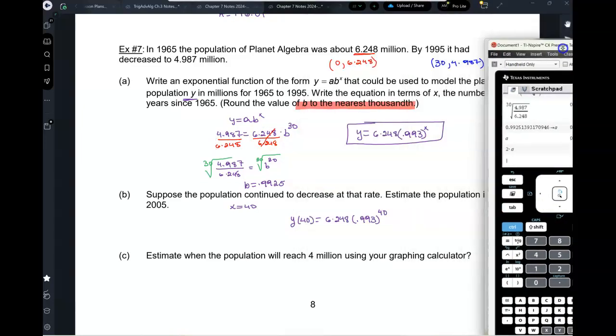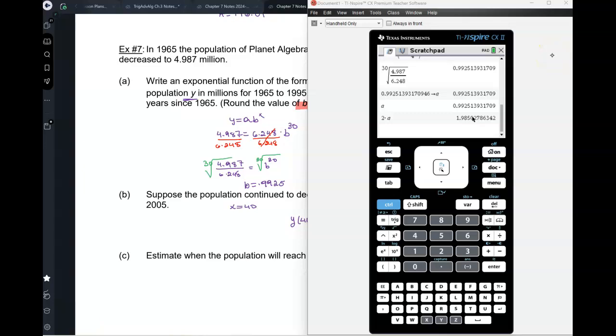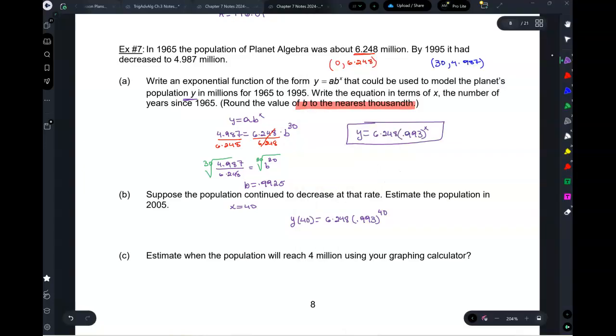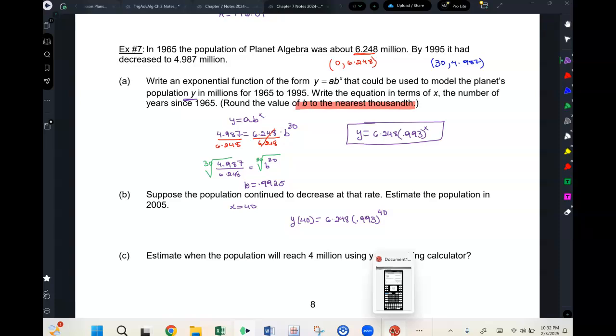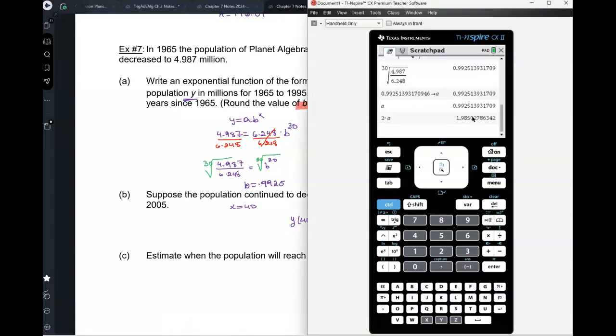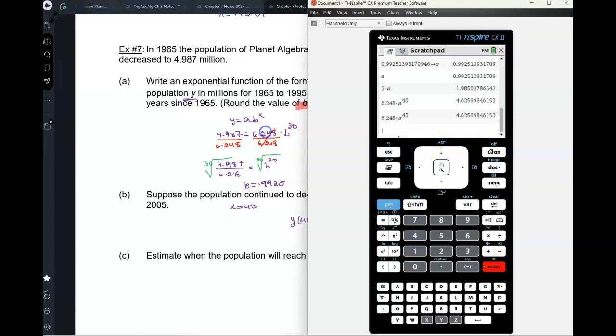Okay, so now let's go back to our problem. What do I have here? 6.248 times A to the power of 40, right? Like you could have called it whatever you want. You could have called it L. So it's going to be 6.248 times A to the power of 40. So if A has a value attached to it, when you type it into the equation, it's bold. That's how you know it has a value assigned to it. Okay, enter. And that's our value, okay?